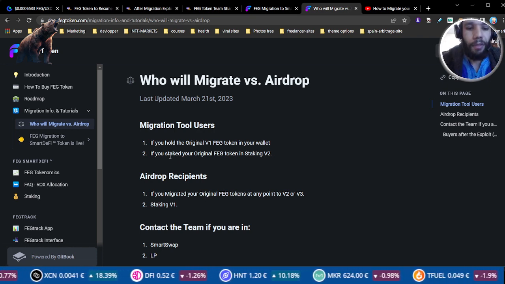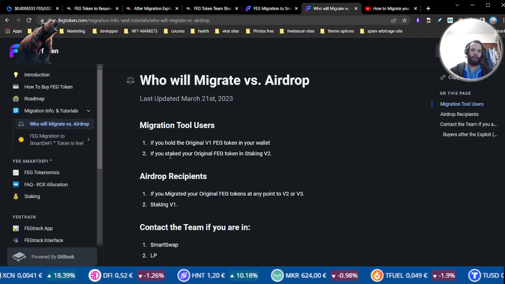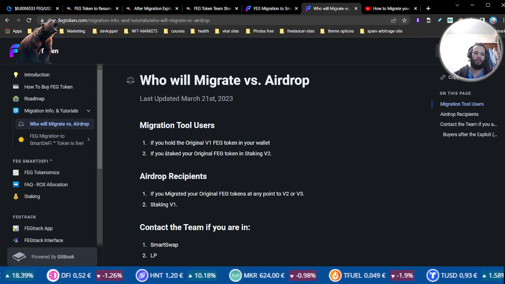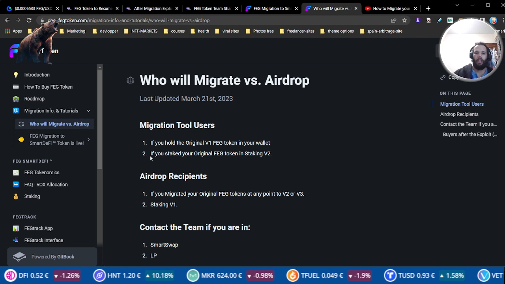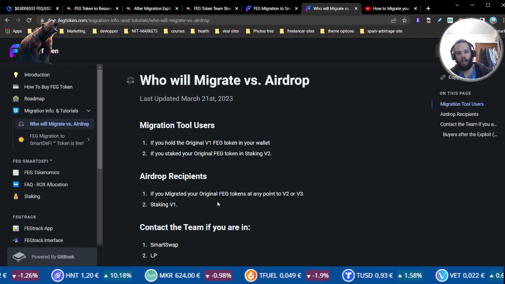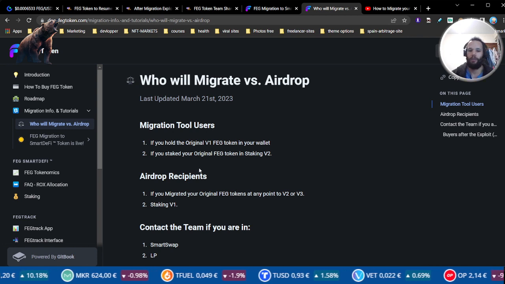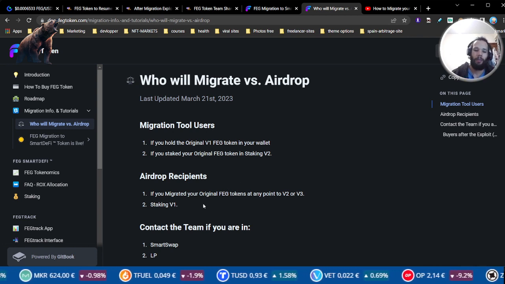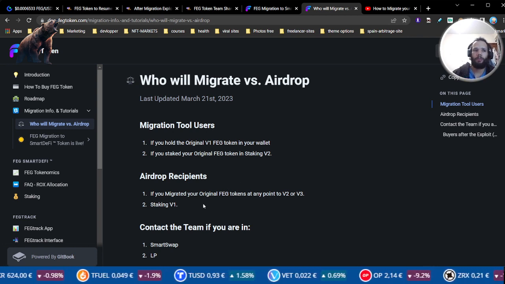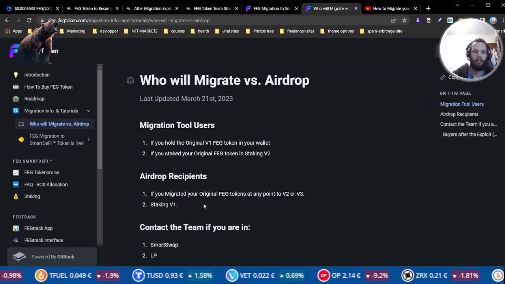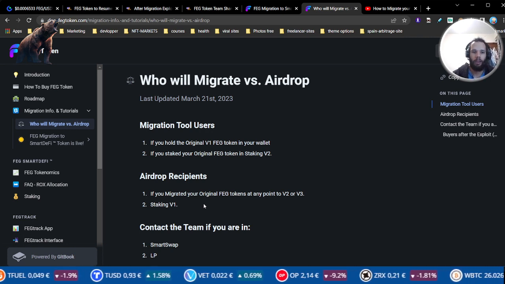I don't think that changed or not. I'm not sure about that, but you just have to go through the website and find out. So, migration tools here, V1 and V2. For the staking also, as I said, people that have been staking may get an airdrop, and if there are any losses on the staking, they may refund you.